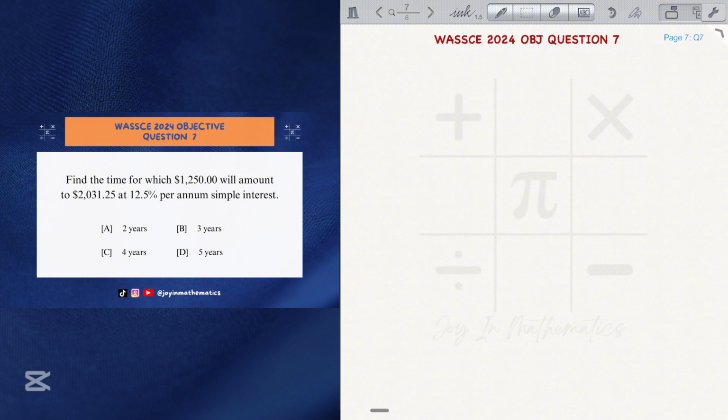WAEC 2024 objective question number 7. Now we have a question on simple interest. The question says find the time for which $1,250 will amount to $2,031.25 at 12.5% per annum simple interest.